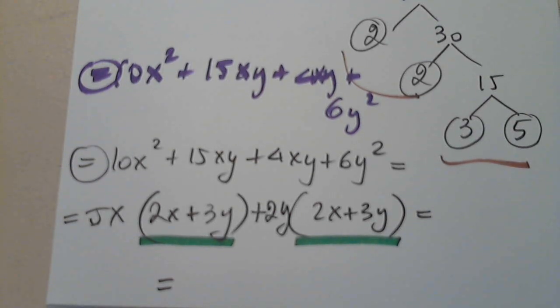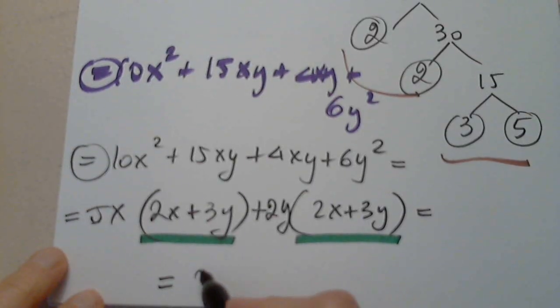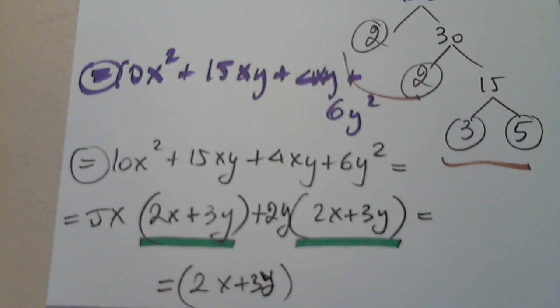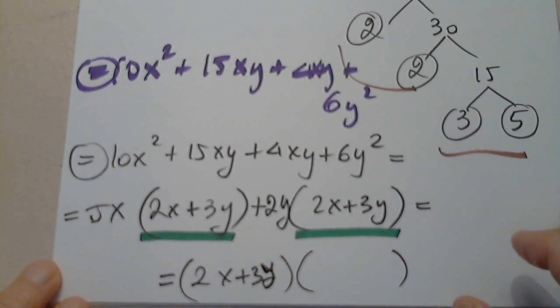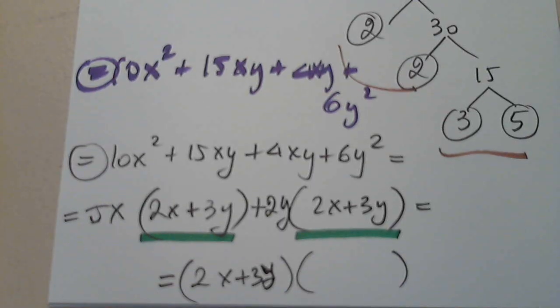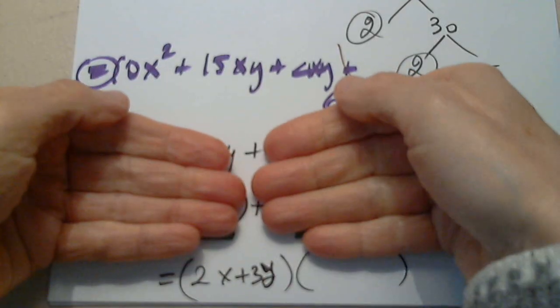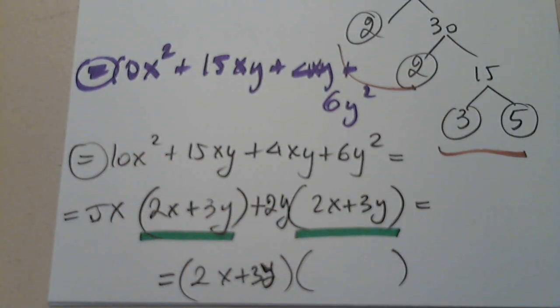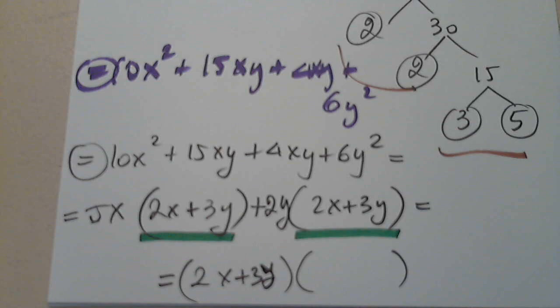What is the common factor that I need to pull out next? 2x plus 3y. Indeed. Now, this is gone. What is left? Something has to be left from the first expression, and something else has to be left from the second expression. Why? Because we started with 2 terms. So I have to have 2 terms in here. What are they? 5x plus 2y. That's it.